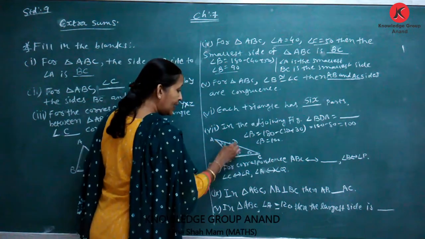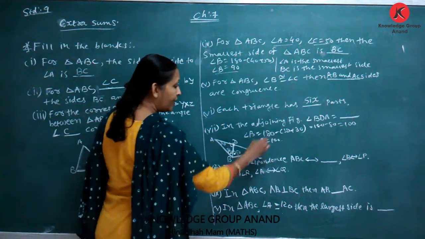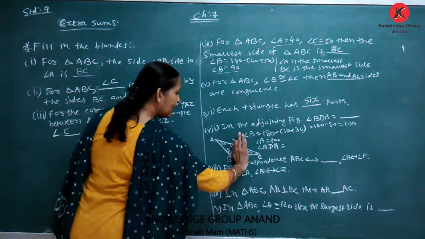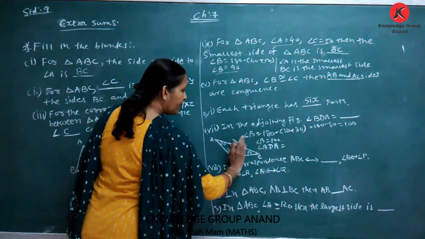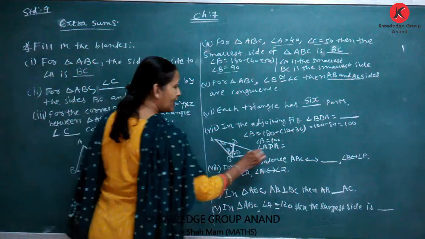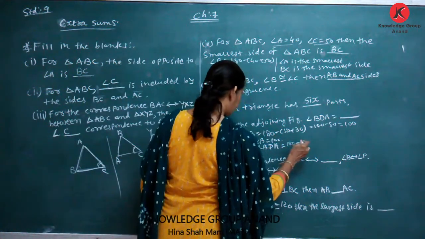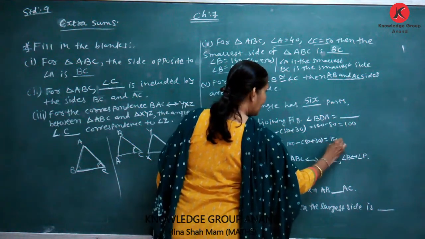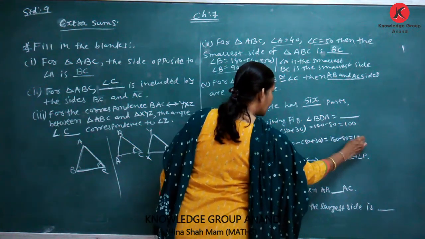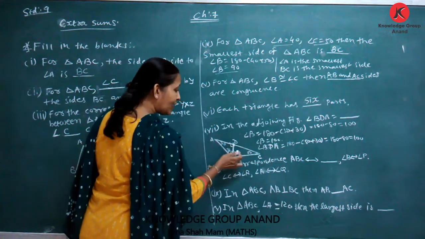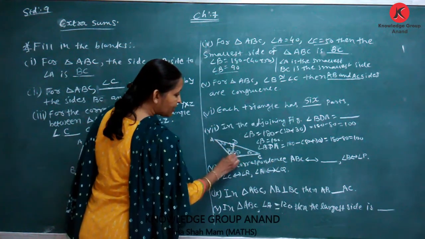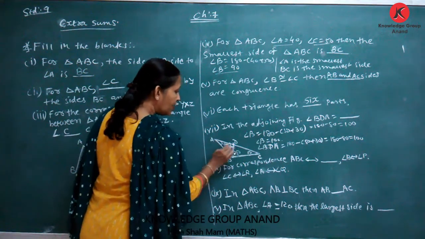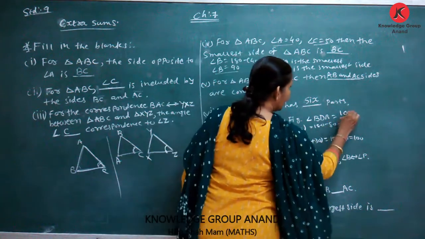Angle BDA. Find angle BDA. In triangle ADB, BDA is equal to 180 minus 50 plus 30, equals 180 minus 80, is equal to 100. Otherwise, you write here the exterior angle of this triangle. It is the sum of interior angles, is equal to 100. BDA is equal to 100.